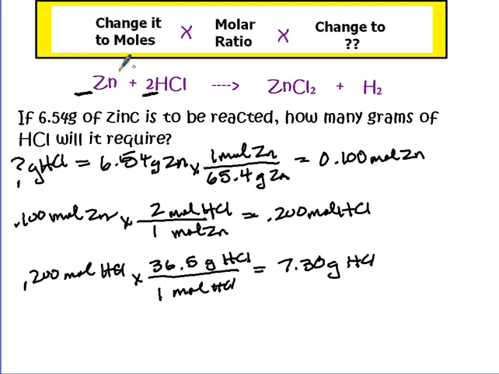The first step was that we needed to change it to moles. I was starting in grams, and I can't use the molar ratio with grams. I have to be in moles. So I had to change the grams of zinc to moles of zinc. After that, I could use the molar ratio, setting it up, making the switch to hydrochloric acid, and then once I know how many moles of hydrochloric acid, I could use the molar conversion here to change this over to grams of hydrochloric acid.